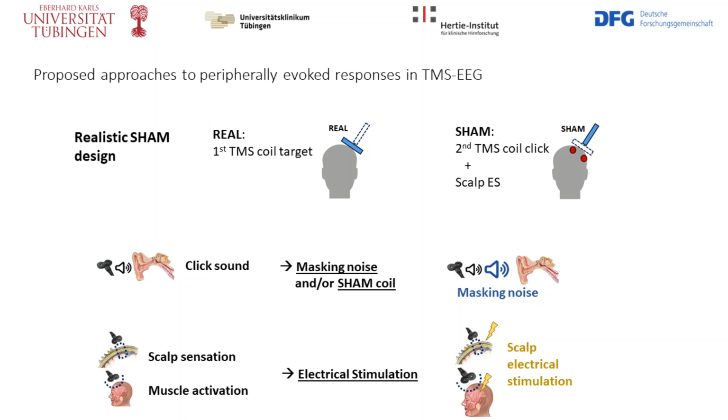Now there's an issue of the scalp sensation and muscle twitch around the stimulated cranial area. These we can simulate by means of delivering electrical stimulation to the scalp area. And if we put this all together, we have the realistic sham.